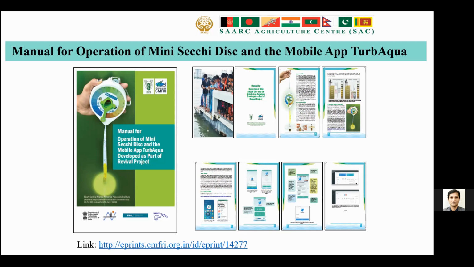So you can go to the CMFRI repository and download this manual also. It's freely available. In this, we have clearly described how a person can operate this mini Secchi disk, which is a 3D printed Secchi disk. So it is clearly indicated how the measurement can be done, and how they can give the input into the mobile application so that the data will reach us.